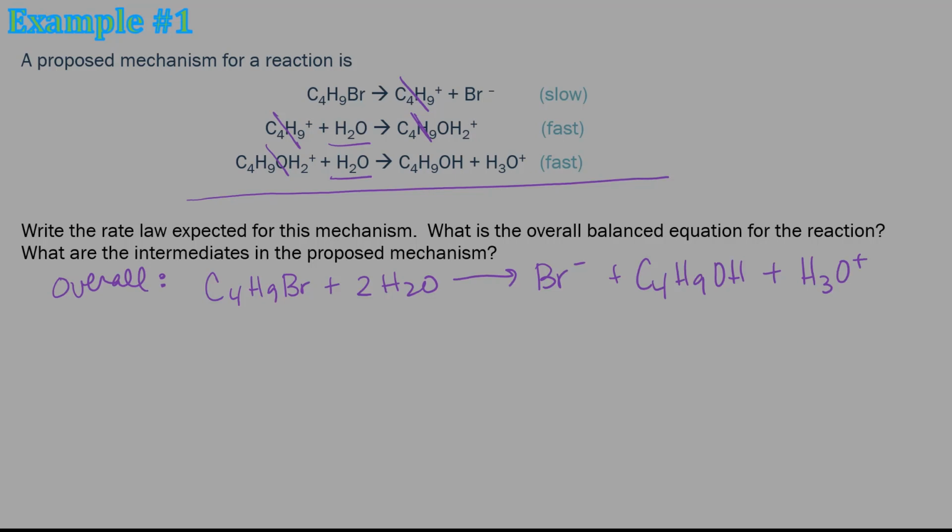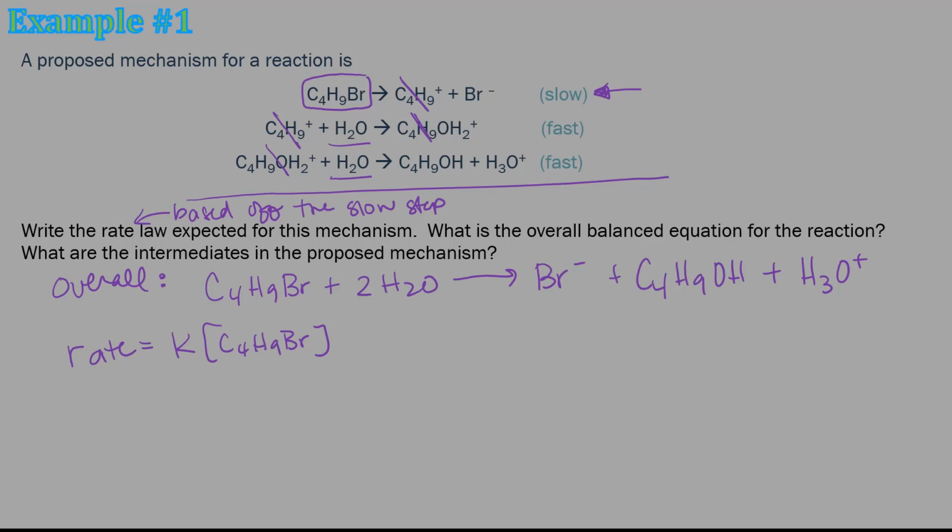It's good. And then it says write the rate law. So the rate law is always going to be based off the slow step. And so the rate is going to be equal to K, and we only have one reactant here. So it's going to be based on the concentration of that reactant only, because this is our slow step. And it has to tell you that it's slow. You can't know which one is slow unless they give you some piece of information that tells you that.